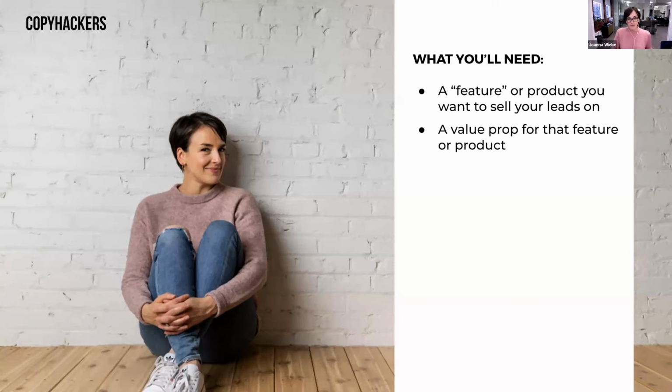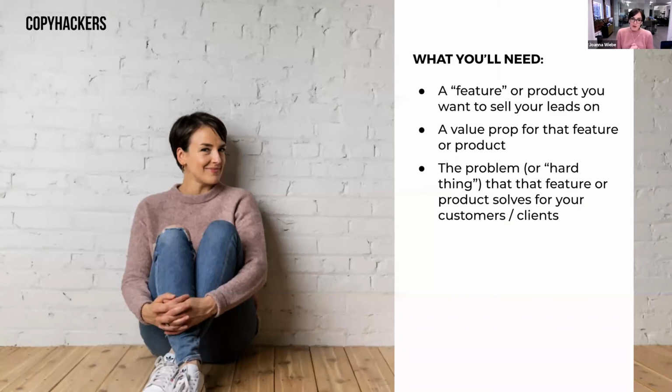You want a value prop for that feature or product. Don't overthink a value prop. It really is just a statement of the value that they can expect to get from it. We can get deeper into what a value prop is, and there's nuance there to make it better and better, but you're really just saying, what does this feature do? What's the value? What's the outcome that you can expect to get from it?